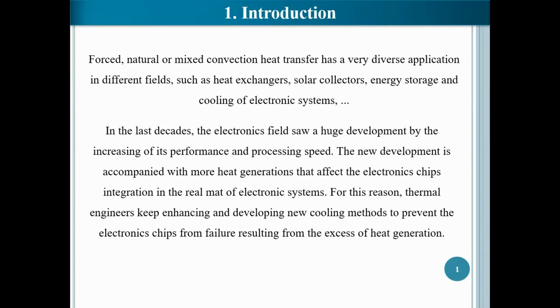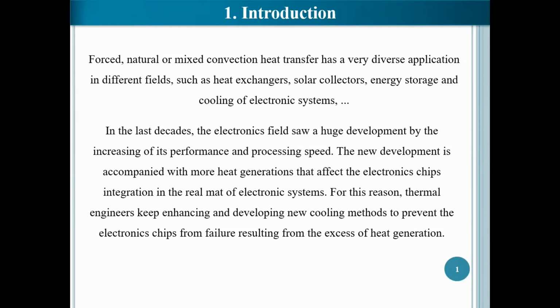In the last decades, the electronic field saw a huge development through the increase of its performance and processing speed. The new development is accompanied by more heat generation that affects the integration of electronic chips in electronic systems. For this reason, thermal engineers keep enhancing and developing new cooling methods to prevent the electronic chips from failure resulting from the heat generation.